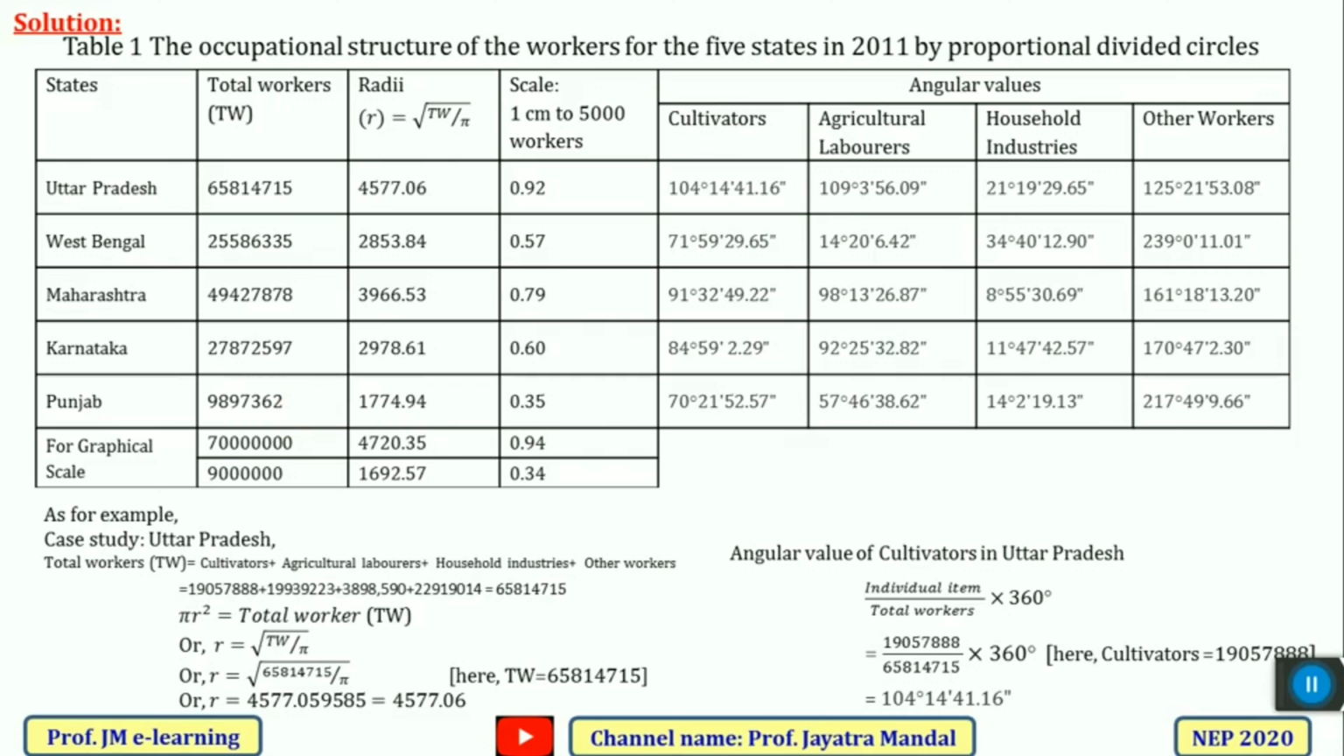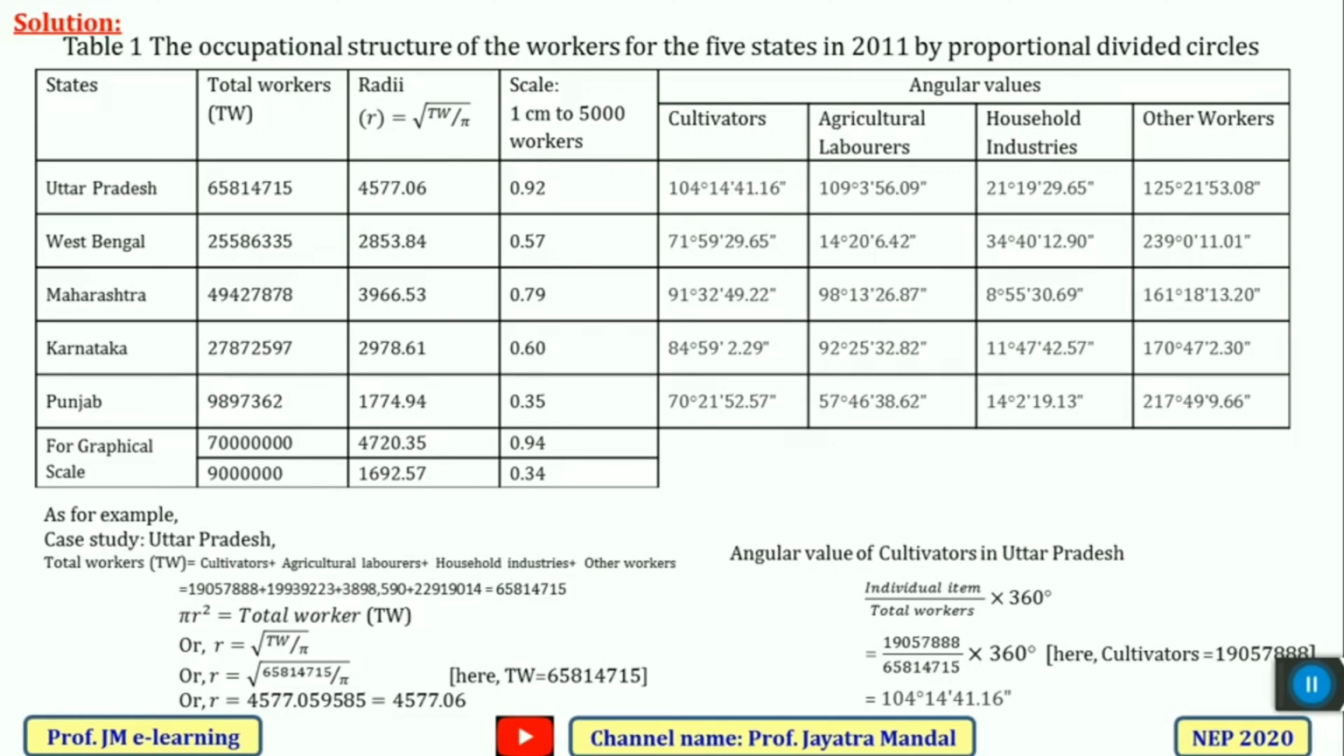Now, for radii, the area of a circle equals pi r square. So, pi r square equals total workers, or r equals root of TW divided by pi. Here, TW is 65814715, or r equals 4577.059585, which is 4577.06.